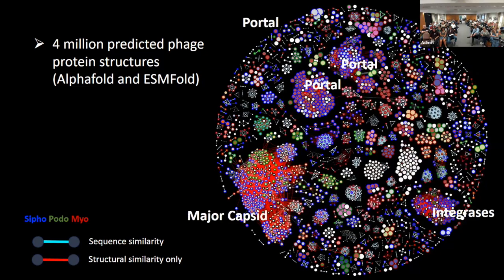But we can also see other big blobs. Here we have some of the integrases. Here we have some of the portal proteins, but we have another different cluster of portal proteins, and then we have another cluster of portal proteins. So some of the proteins will cluster into one big cluster in structure space, some of them into several different ones. Why is that happening? Is there any logic behind it?